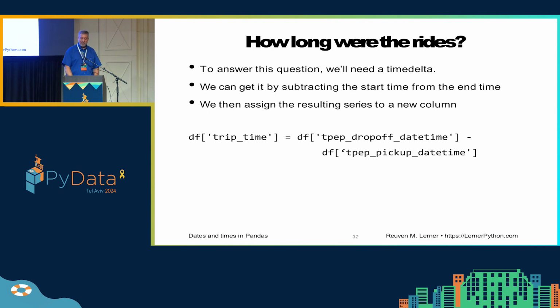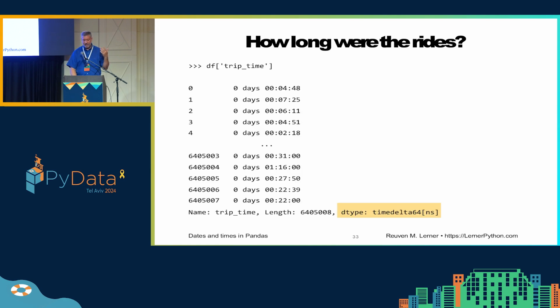Okay, well, how long did these rides last? Well, to answer this question, we're going to need a time delta. And we can get that by subtracting the start time from the end time. And then I can assign it to a new column. So I'm going to say df of trip time equals the drop-off time minus the pickup time. And then how long were the rides? I'll find out. And here we go.